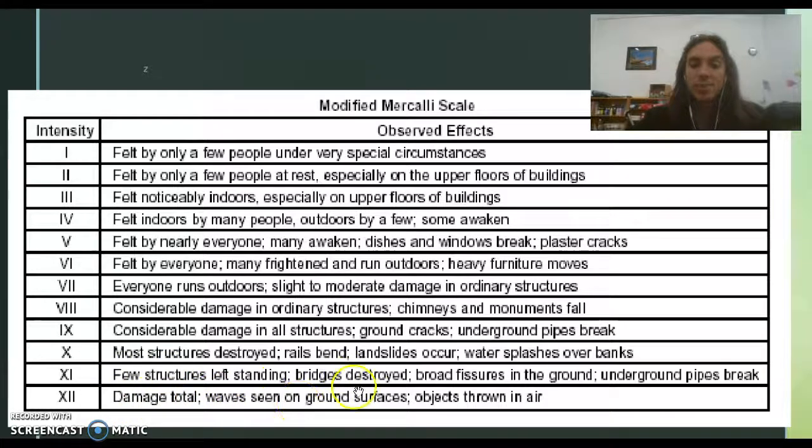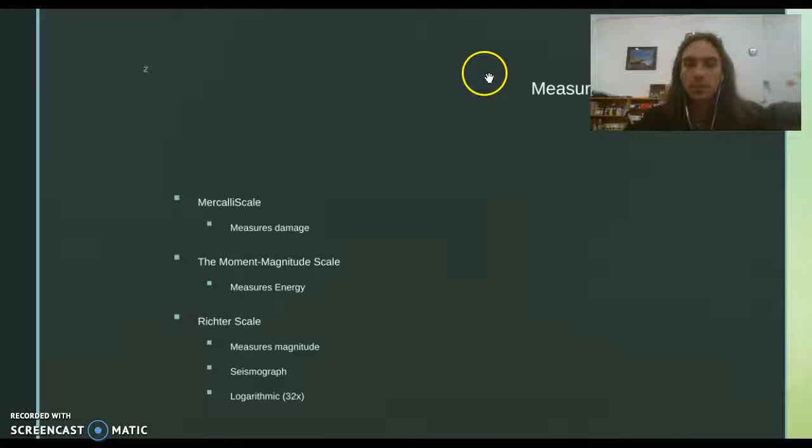You can actually see the waves on the ground move, those surface waves or L waves. And then objects are going to be thrown into the air. You're going to have a lot of devastation, a lot of deaths, a lot of destruction from this level 12 intensity on the Mercalli scale. But like I said, it's not extremely scientific. So what we use is the Richter scale.